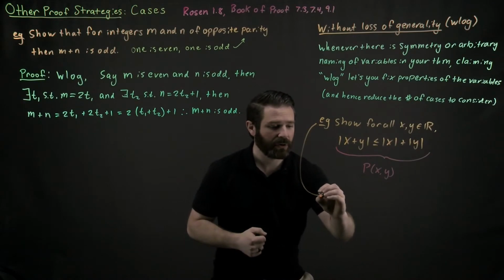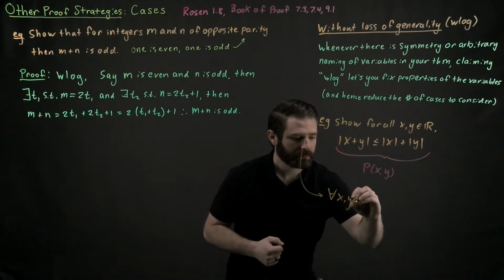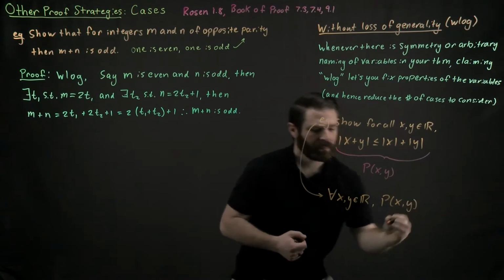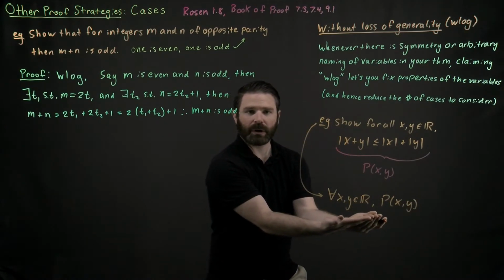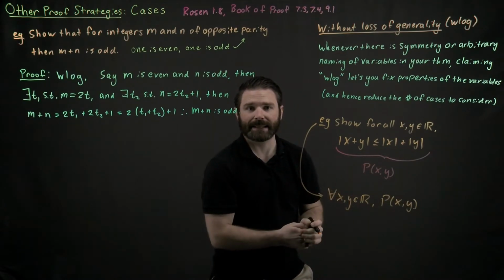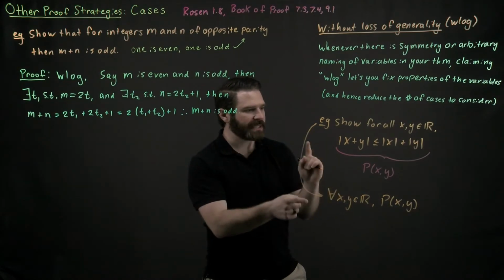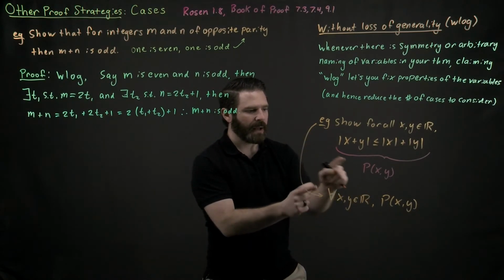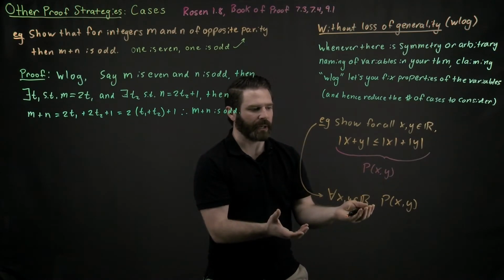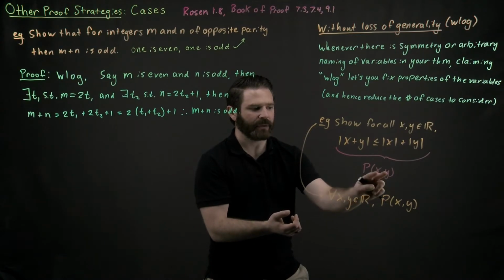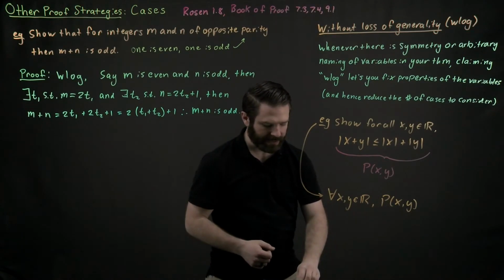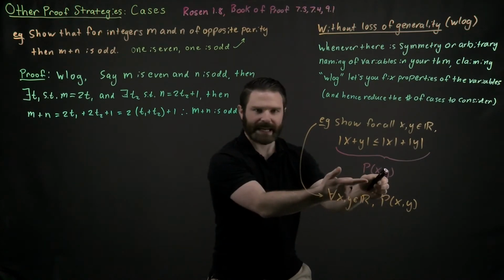So what this example is actually asking me to show is the following. It's asking me to show, for every real number x and y, P of x and y. That is, this triangle inequality is satisfied. So notice something very special about this propositional function right here. There's some symmetry going on here. I can actually reverse this x and y, and the statement is the same. So let's go ahead and take a look.